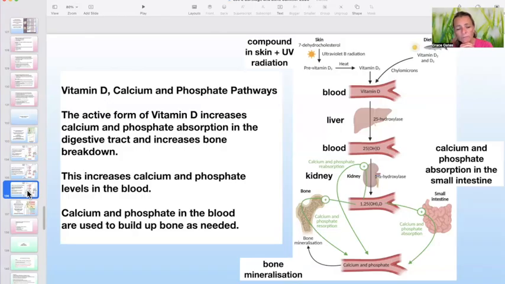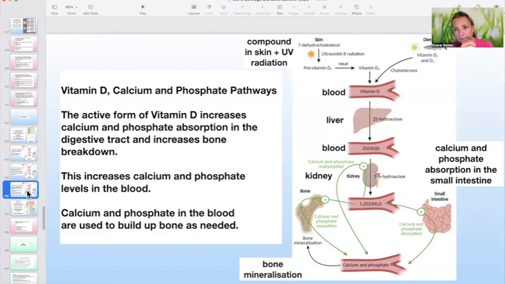Now, you may think, but I thought vitamin D helped us build bones. Well, it does, because the calcium and phosphate that is absorbed from the intestines can also be used to mineralize bone as is needed.